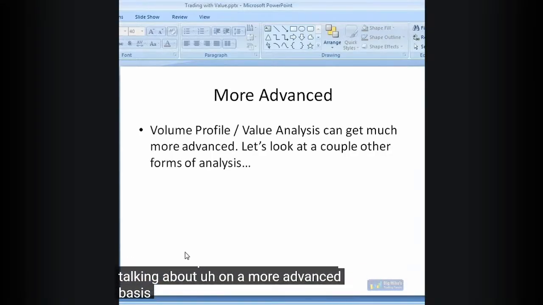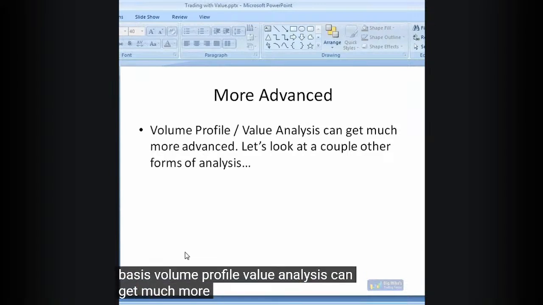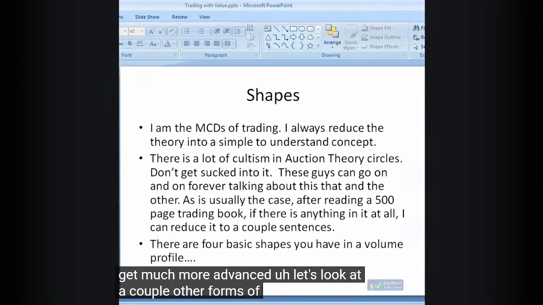On a more advanced basis, volume profile value analysis can get much more advanced. Let's look at a couple other forms of analysis.